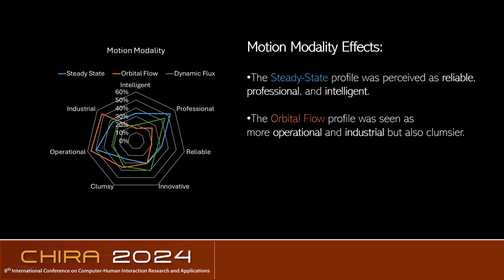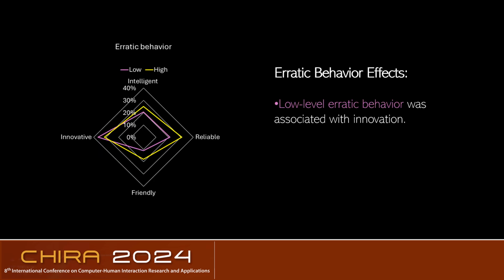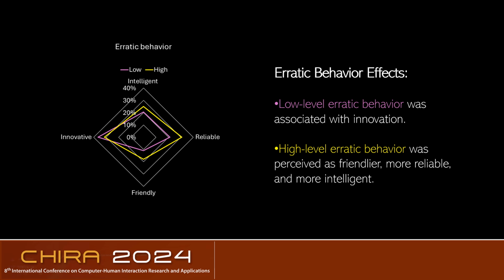The orbital flow profile was seen as more operational and industrial, but also as clumsier. The dynamic flux profile was considered innovative, yet also clumsier and less operational and industrial. A low level of erratic behavior was associated with innovation, while high levels of erratic behavior were perceived as friendlier, more reliable, and more intelligent.